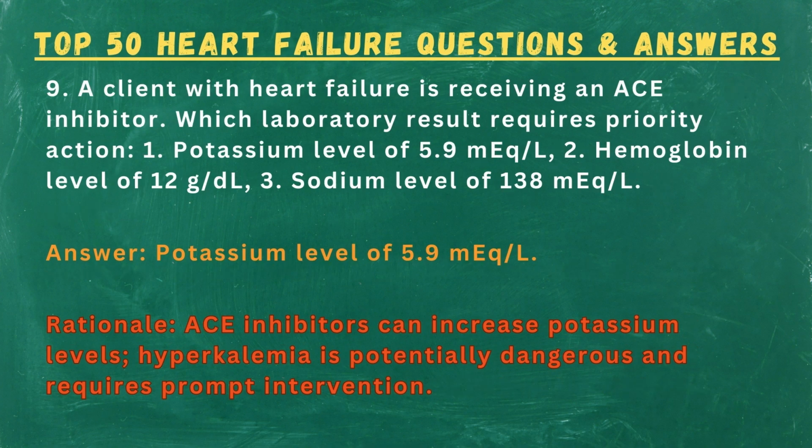9. A client with heart failure is receiving an ACE inhibitor. Which laboratory result requires priority action? 1. Potassium level of 5.9 milliequivalents/L. 2. Hemoglobin level of 12 g/dL. 3. Sodium level of 138 milliequivalents/L. Answer: potassium level of 5.9 milliequivalents/L. Rationale: ACE inhibitors can increase potassium levels. Hyperkalemia is potentially dangerous and requires prompt intervention.